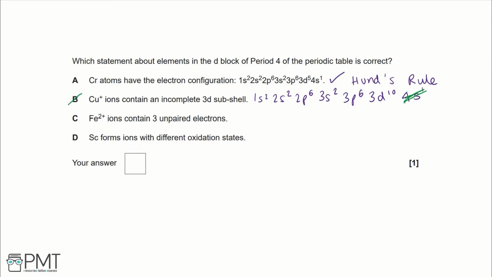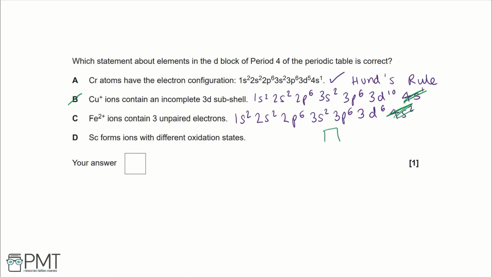Then looking at C, iron 2 plus ions contain 3 unpaired electrons. So again, let's write the electron configuration without the ion, so just iron on its own. That's going to be 1s2, 2s2, 2p6, 3s2, 3p6, 3d6, 4s2. So then if we made our ion 2 plus, that would be losing these 4s electrons, both of them, so we get 3d6.